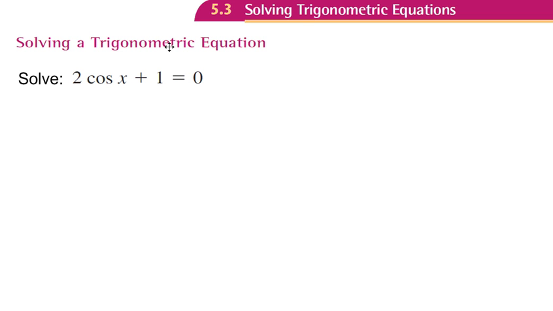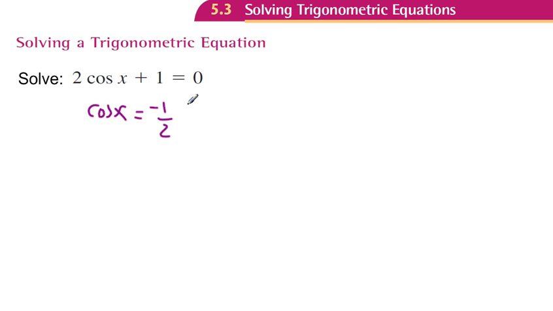Anyways, back to our problem here. We're going to go ahead and solve 2 cosine of x plus 1 equals 0. All right, so just like we did in the last example, let's go ahead and solve for cosine of x. Okay, so we're going to go ahead and subtract 1, and we're going to divide by 2, which means we'll have cosine of x equals negative 1/2.